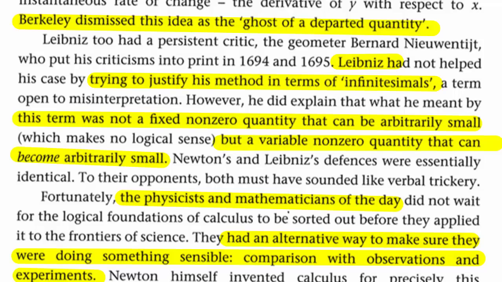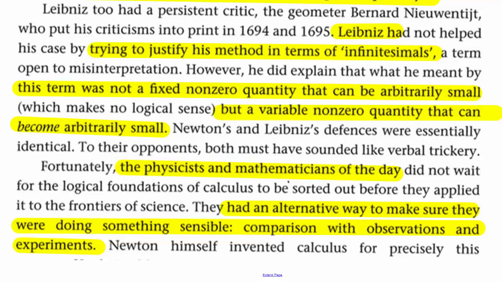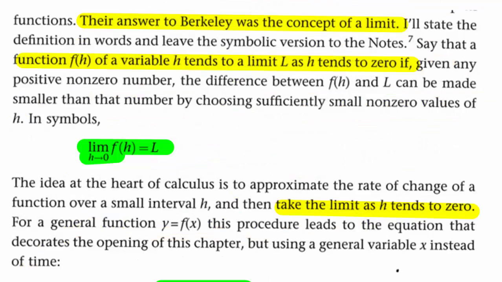He didn't like this idea, and he said it's the ghost of a departed quantity. Leibniz tried to justify his method in terms of infinitesimals by saying that this term, this dx in his case, wasn't a fixed non-zero quantity that is arbitrarily small, but a variable non-zero quantity that can become arbitrarily small. Fortunately, the physicists and mathematicians of the day had an alternative way to make sure they were doing something sensible: comparison with observations and experiments. The maths that was being produced here did fit scientific observations.